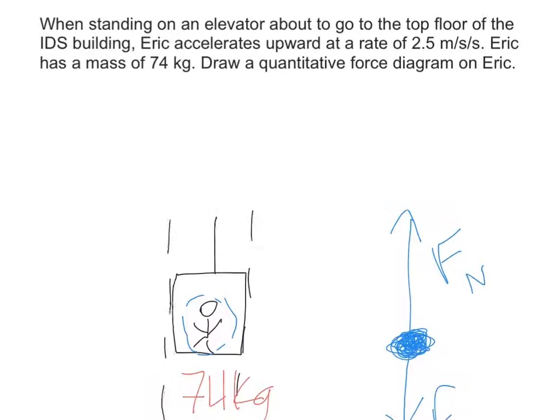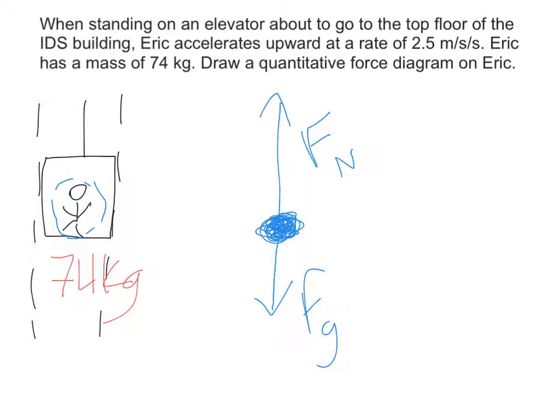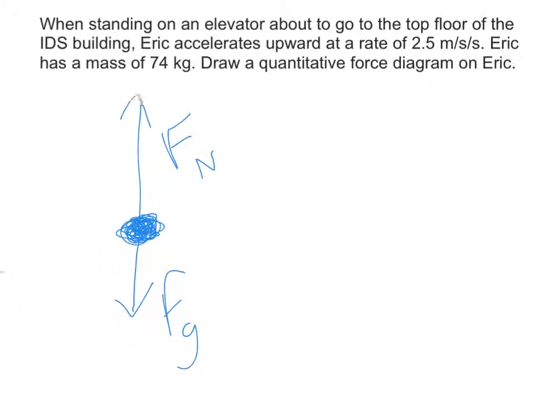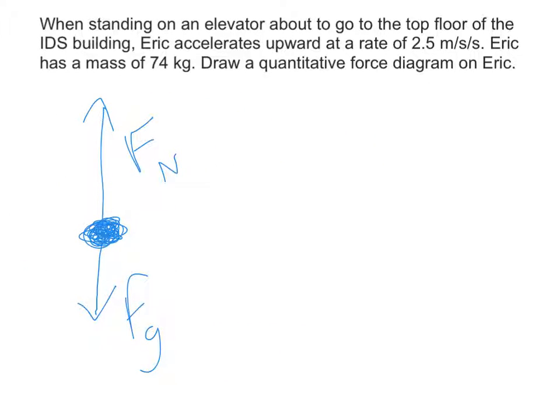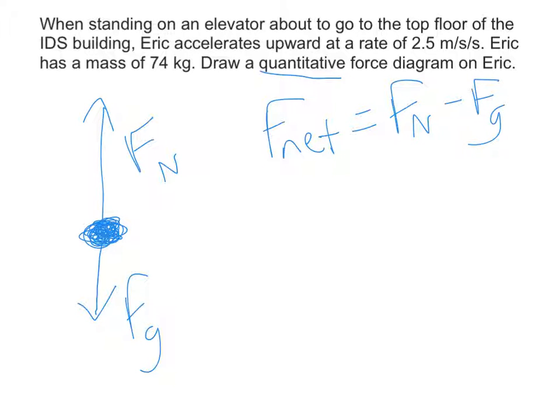Let's just move this off to the side so that we have a little bit of extra room here. We have to write a net force equation from this. We have to quantify this problem, and in order to do that, we have to write a net force equation. So I'm going to write force net is equal to force normal minus force of gravity. We'll say that the upward direction is positive, so the normal force is positive. Gravity would be negative.